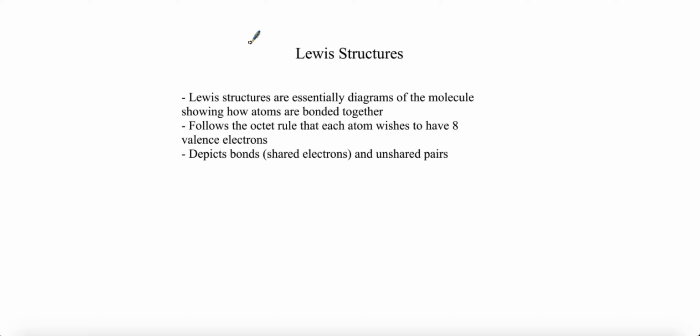We have to keep in mind what's called the Octet Rule. The Octet Rule essentially states that all the atoms want to have 8 valence electrons, or have that full shell on them. So when we are diagramming our molecules, we want to make sure that all the atoms have their valence shell filled. And a Lewis structure is able to show the types of bonds that the atoms are sharing, in which the electrons are being shared, but also unshared pairs of electrons.